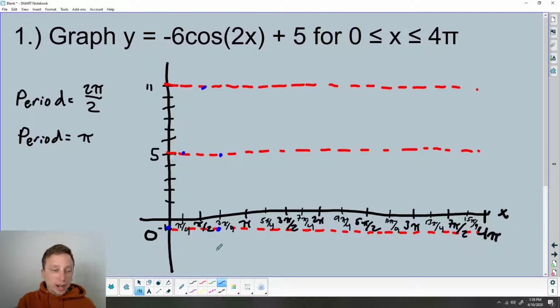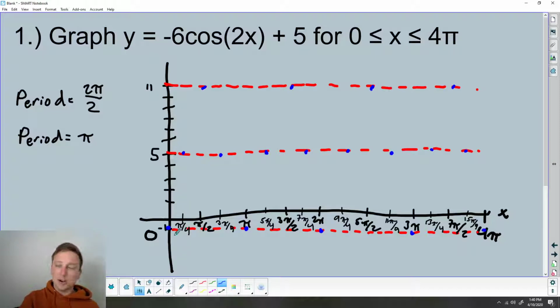So we're at our minimum value at pi. We're back to principal axis, maximum, principal axis, minimum, principal axis, maximum, principal axis, minimum, principal axis, maximum, principal axis, minimum.